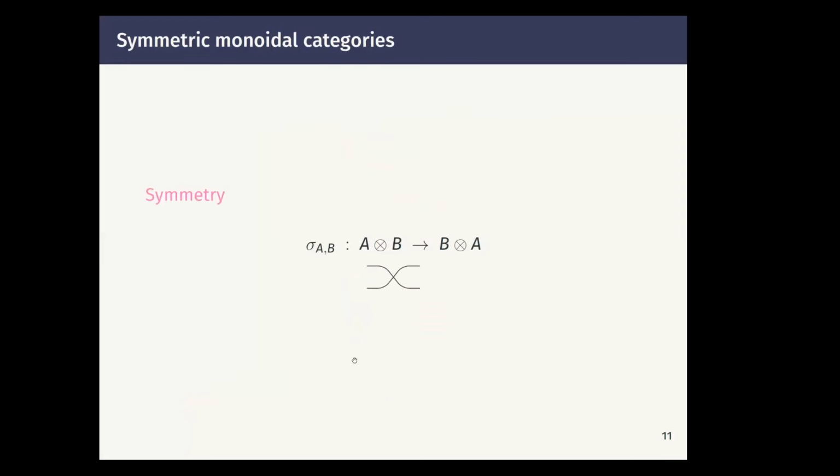So as I was saying, we want to add some more structure to our categories. We don't want to always have wires going on top of each other like that. We want to be able to cross over our wires to do all sorts of things. So for that, we've got this new generator, which just swaps over the wires. And with this symmetry, we get a few axioms that we can use to manipulate our diagrams further.